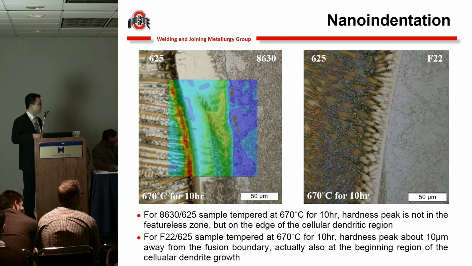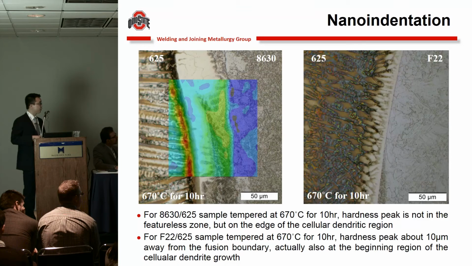We made some very interesting discovery. The previous research thought that the highest hardness should be in the planar growth zone or adjacent to the fusion boundary or the interface. But in our results, we found that the hardness peak is actually beyond this featureless zone. It's at the initiation of the cellular dendritic region. It's very interesting.